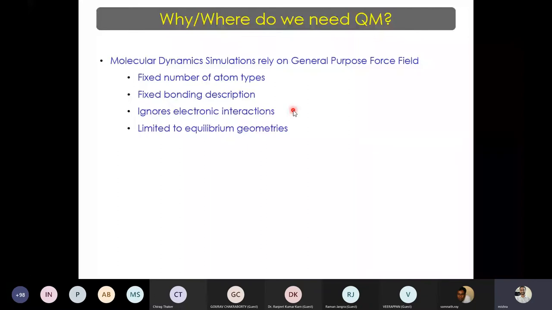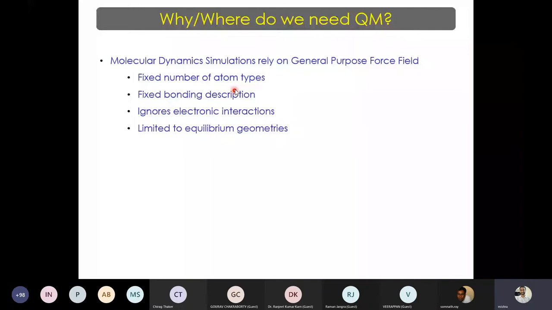Of course, the presence of electrons is acknowledged through the partial charges on the atoms, which describe the electronic environment in which that particular atom survives. But beyond that, we do not consider the electronic interactions. Now, keeping these shortcomings in mind, these are the reasons why we need to go beyond these classical molecular dynamic simulations.